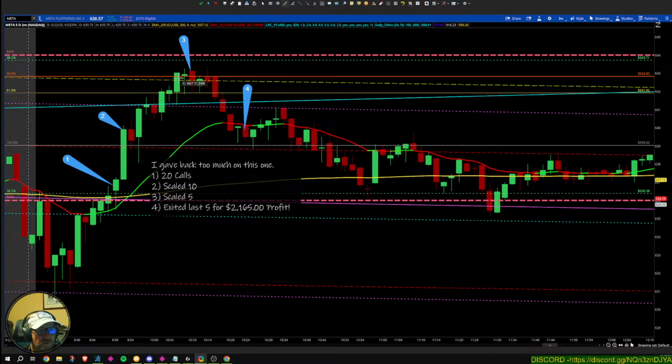And it got through my long LRCs, which are, there's two of them here. Once again, it went through two of them, made it up to another LRC level. I scaled 3. I'm sorry, I scaled 5. And then this is the one I gave back too much, guys. I should have scaled all but 2 and left 2 runners at this top part right here because we reached a 644 level, a fib level, long LRC level. Really wasn't a smart trade on my part. I was trying to just, I guess, greed, trying to get as much as I could out of it.